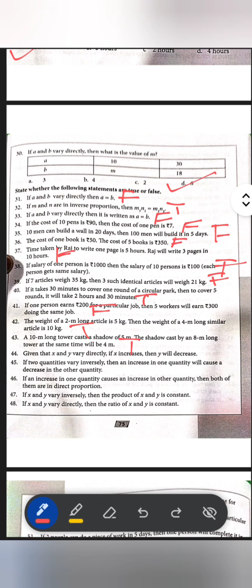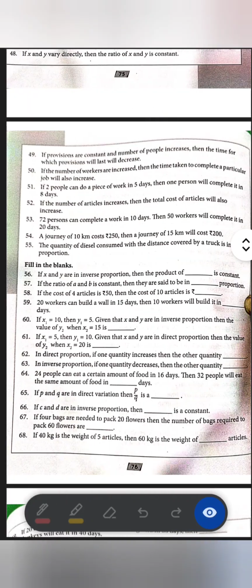Now question number 44. Given that x and y vary directly, if x increases then y will decrease? No, this one is false. If two quantities vary inversely, then an increase in one quantity will cause a decrease in the other quantity. Yes, it is vary inversely, so the statement is true. If an increase in one quantity causes an increase in the other quantity, then both of them are in direct proportion. Yes, that is also correct. If x and y vary inversely, then the product of x and y is constant. Yes, true. If x and y vary directly, then the ratio of x and y is constant. That is also true.